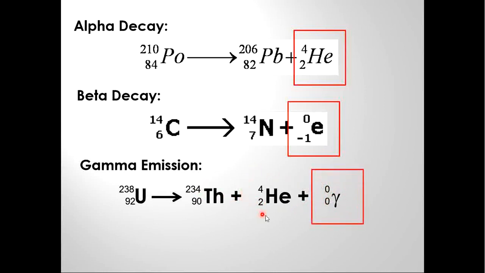But notice that it is also being followed by alpha decay, and we know that because of this 4,2 helium symbol. So you do have to recognize these symbols here. Know that 4,2 helium is alpha, 0 minus 1 e is beta, and 0, 0 with the fancy looking gamma is gamma.